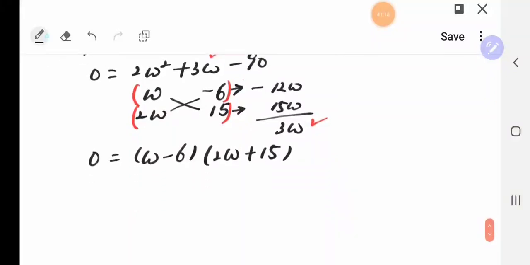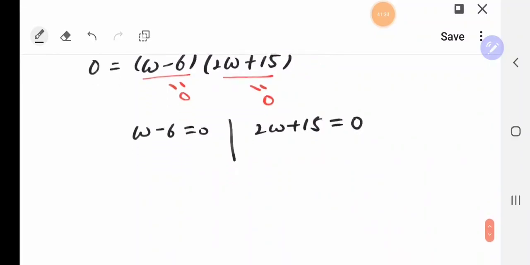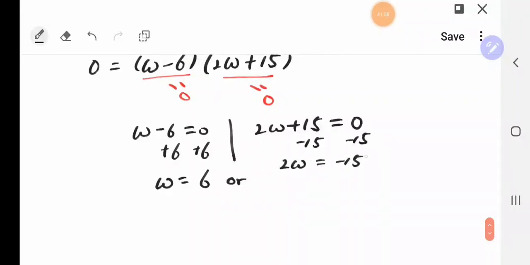From this equation, we can set each factor equal to 0 to find W. So set the first factor equal to 0 and the second factor equal to 0. Then from the first equation, W is 6 meters, or from the second factor, minus 15 each side. Then 2W is equal to negative 15. Then W is negative 15 over 2.